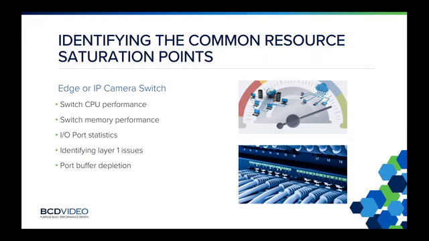We're going to take a look at IO port statistics, meaning the input-output of the port stats. How many packets are coming in? How many packets are being dropped? How many are being discarded? And are there problems with the overall structure of the packets that would suggest that there could be layer 1 issues?